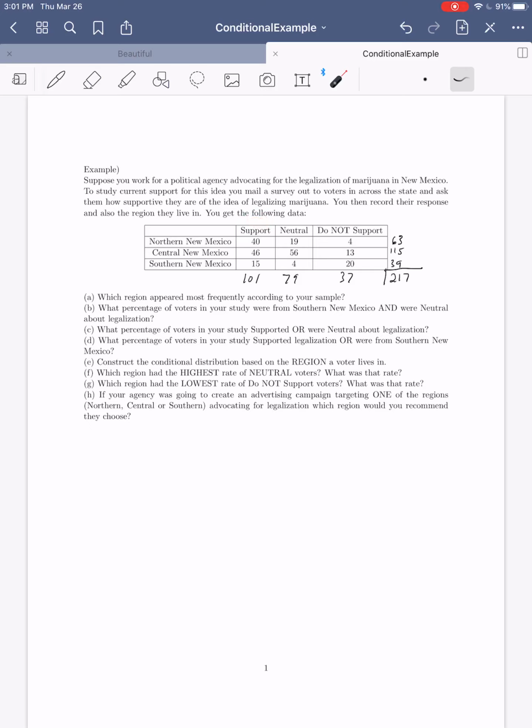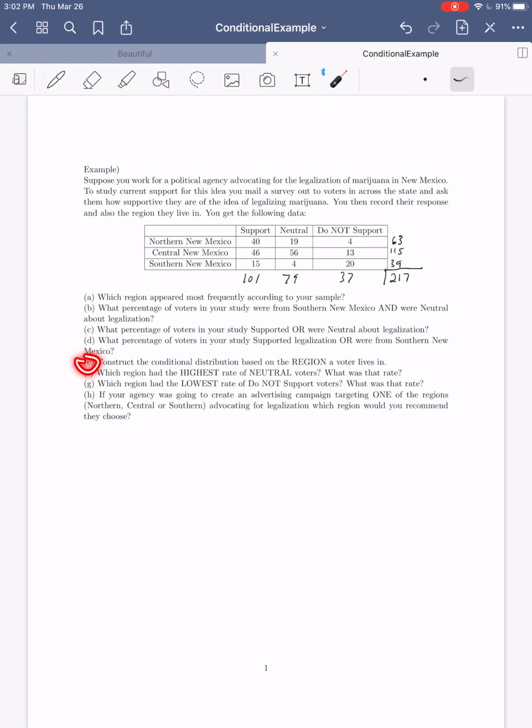All right, so we've got a number of questions that we're going to do with this. To begin with, we're going to answer some questions like which region showed up most frequently in our sample. We're going to calculate a couple of percentages in B, C, and D: the percentage of the sample that came from southern New Mexico and were neutral about legalization, the percentage of voters in our study that supported or were neutral about legalization, and the percentage of voters in your study that supported legalization or were from southern New Mexico.